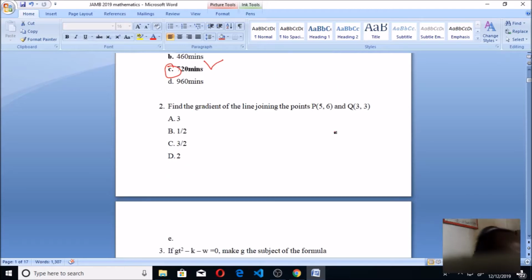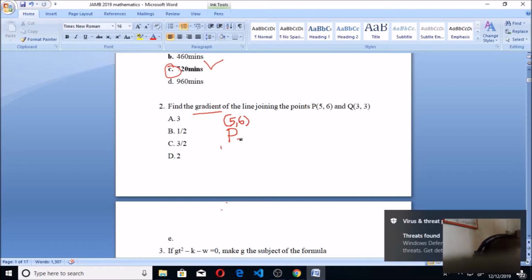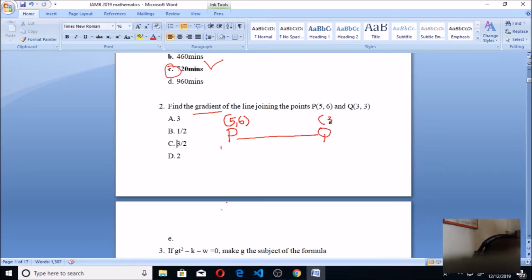So let's look at number 2 question. Number 2 simply says, find the gradient. That is what we are told to find. The gradient of the line joining points P. We have point P, and at this point X is 5 and Y is 6. This P is joined to another point Q, and at this point X is 3 and Y is 3. That is how you represent it. The first one is X and the second one is Y. So it says you should find the gradient of the line that joins P and Q.